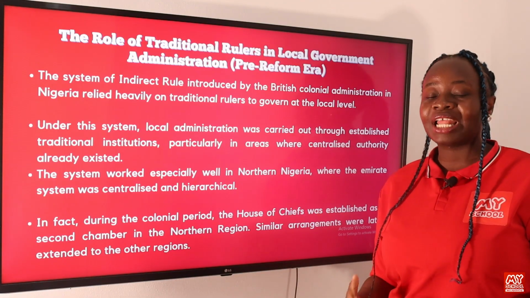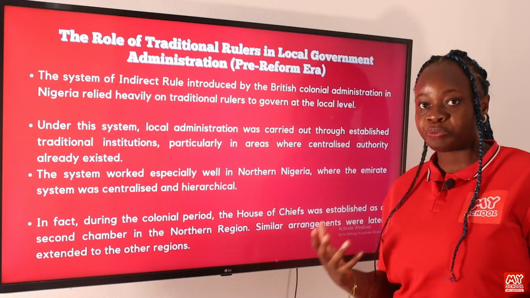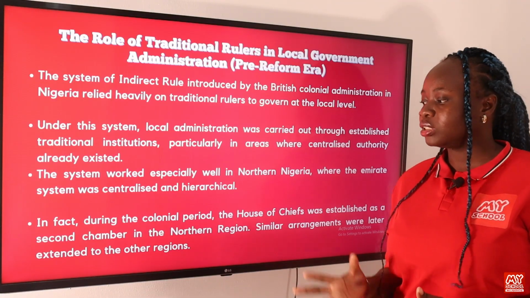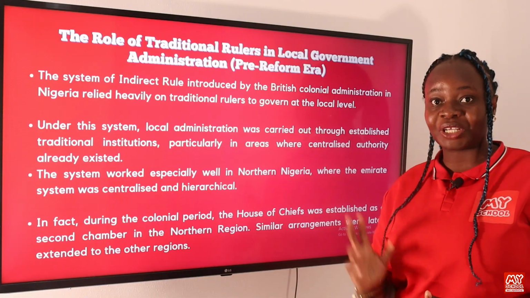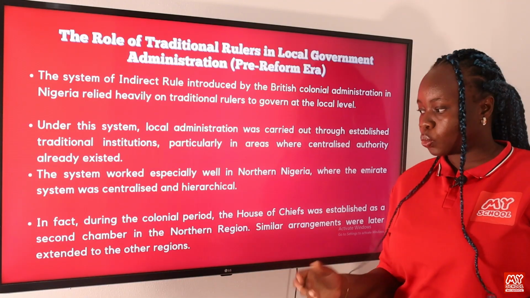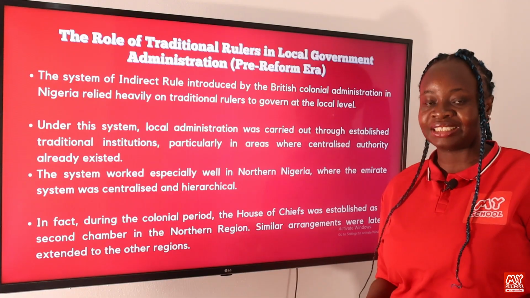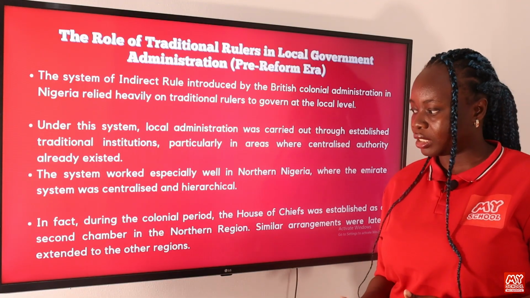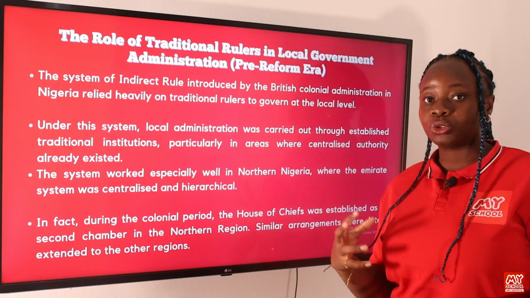When other regions felt like they needed their traditional rulers to also be present in policy making within those various regions, they established the House of Chiefs, especially in the Western region. So the Western region too also had a two-tier system at the regional level. They had the House of Chiefs and House of Assembly. It was only in the Eastern region that there was no House of Chiefs.